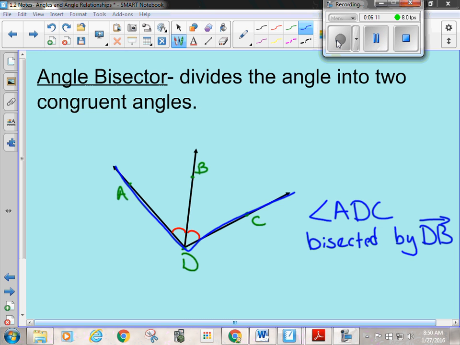And the two congruent angles are going to be angle ADB, and I can use my congruent sign, and then I have angle BDC. Now remember, we could switch the first and the third letter around at either of those angles. But we have a large angle, it's bisected by a ray, and it creates two congruent angles.